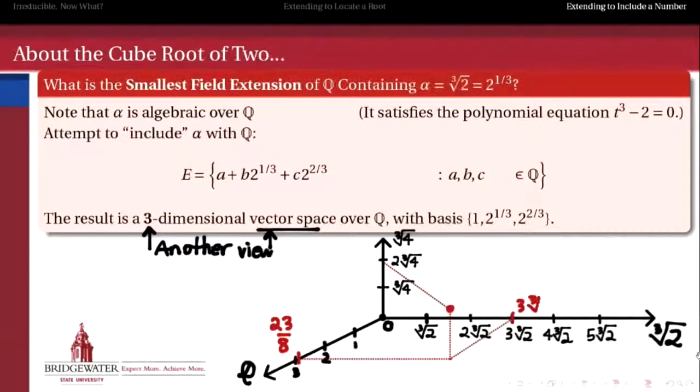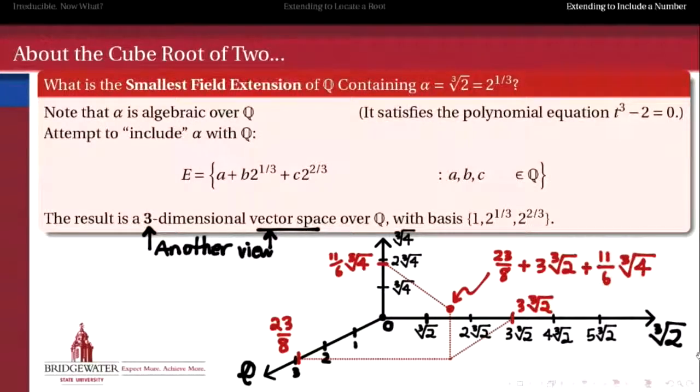And so any element inside of this space is going to be some rational linear combination of 1, the cube root of 2, and the cube root of 4. So here's an example of one, 23/8 plus 3 cube root of 2 plus 11/6 cube root of 4. So that belongs to E. And from a linear algebra perspective, we can say that the basis of this three-dimensional vector space consists of the numbers 1, which belongs to Q, the cube root of 2, which does not, and the cube root of 4, which does not belong to the Q either. So we have this three-dimensional vector space, which forms our extended field E.